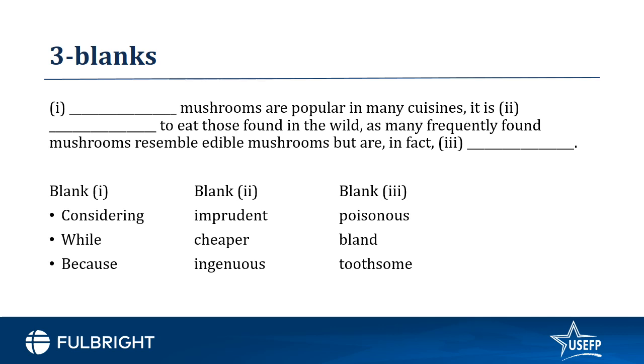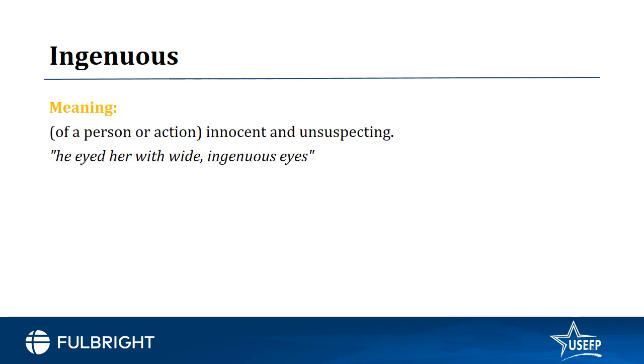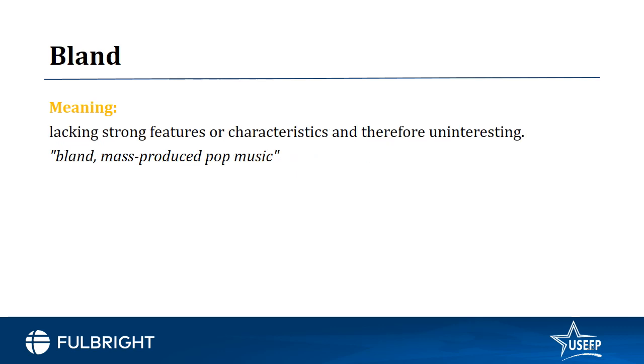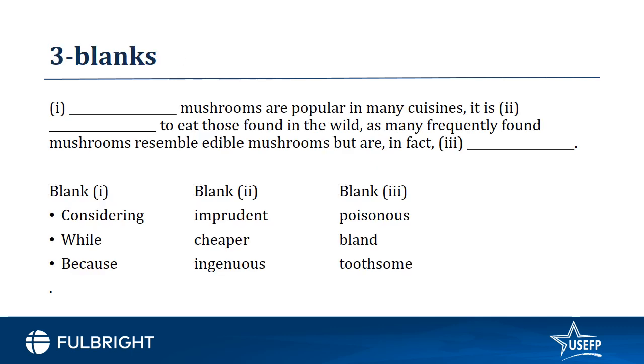Let's quickly look at the meanings of some of the difficult words here. Imprudent means rash. Ingenuous means innocent. Bland means lacking strong characteristics or uninteresting. Toothsome means tasty. Okay, so take a couple of seconds to note down your answer.